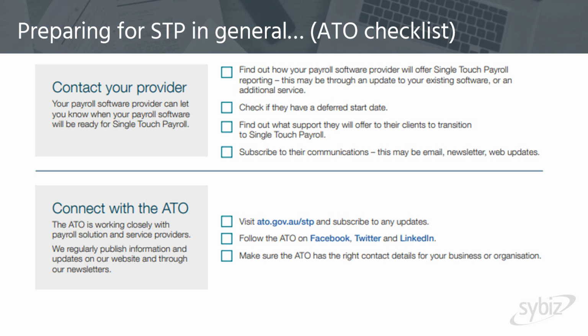Certainly Sybiz is very much intending to provide you an STP service, and so the tick can go in that first tick box. And the deferred start date, what that is, we as a software developer could apply to the ATO to say, hey, look, we don't think we'll be ready in time for the 1st of July 2018. We'd like to piggyback all of our clients along with a deferral, and that's certainly not something that we are looking to do, and based on the current information it's not something that we will be doing. But as I said in the intro, we are shooting at a moving target, so just take that with a little asterisk there, that we are not intending to get a deferred start date.